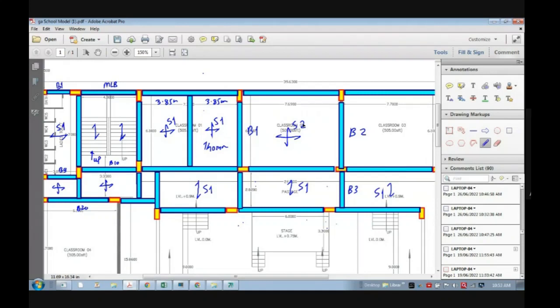There are two choices. One is S2 case and one is S1 case. So I have provided beam over here and I have split the slab in two parts, 3.85 by 6.1. Now let's design this. What is the size of this? 6.1 by 7.69.